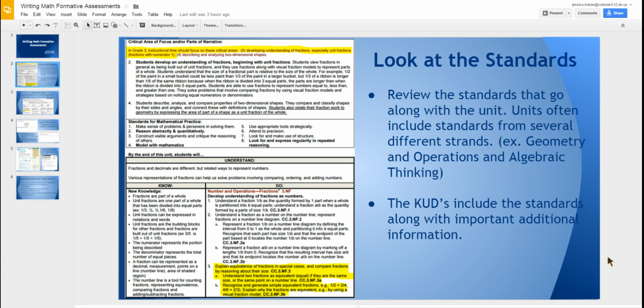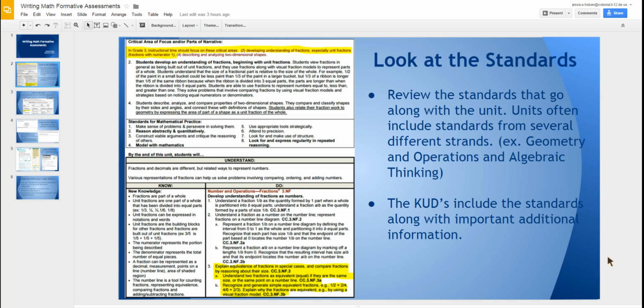We know that our standards are the ultimate goal of every grade level. They're the reason why we are teaching what we're teaching. So when you look at your standards, you can look in your standards book. You can look online, but you can also look at your KUDs.